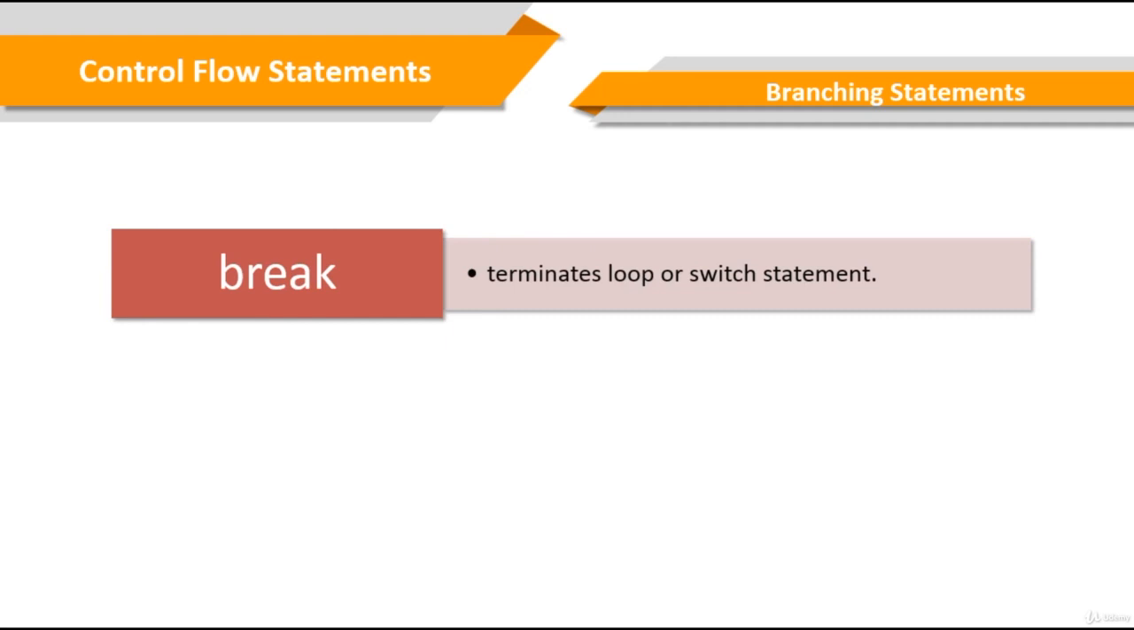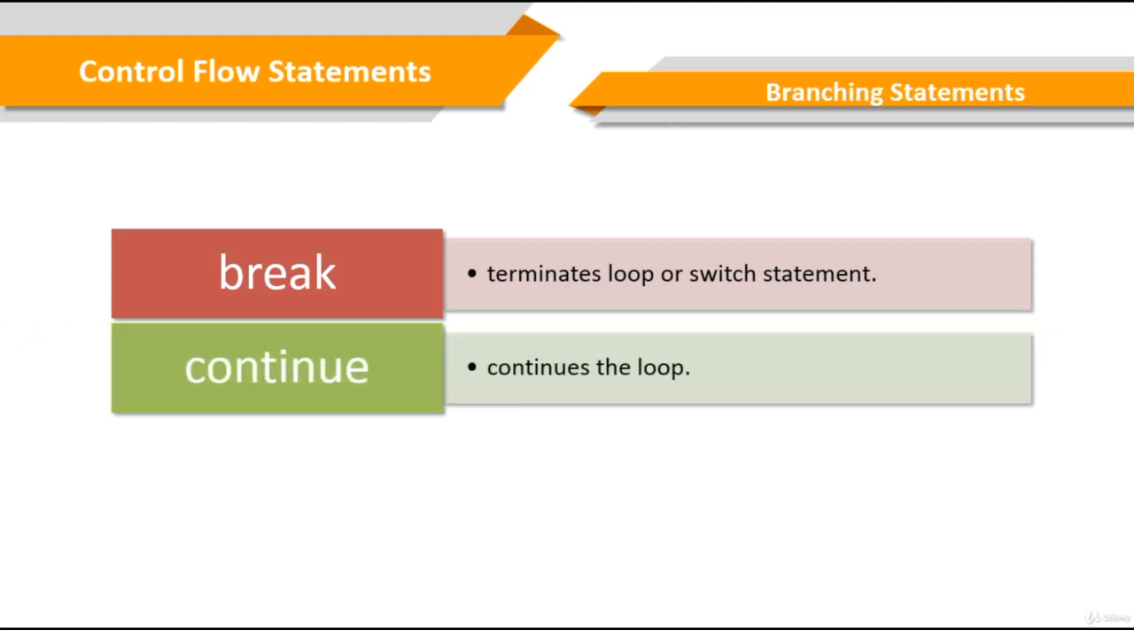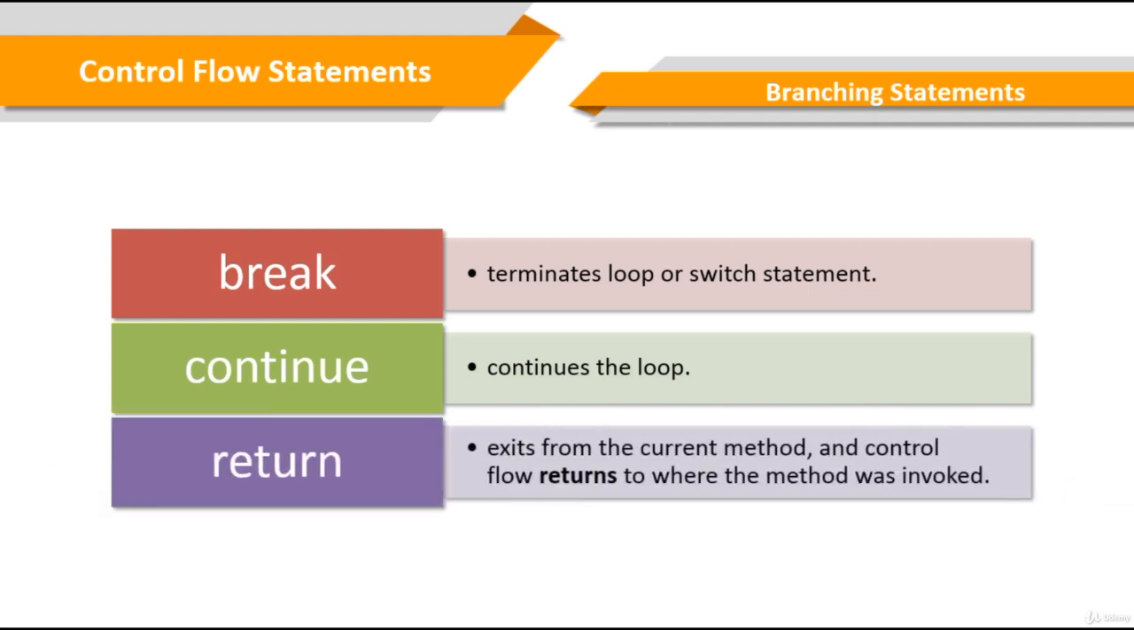Break, we've used it before. It's used to terminate loops or switch statements. Control of the program moves to the next statement following the loop. Continue is used to continue the loop. When the continue statement is executed, control of the program jumps to the end of the loop, and the loop condition is evaluated. So that leaves us with return, and that's used to exit from the current method, and the control flow returns to where the method was invoked.